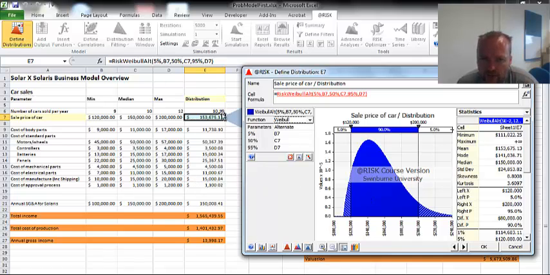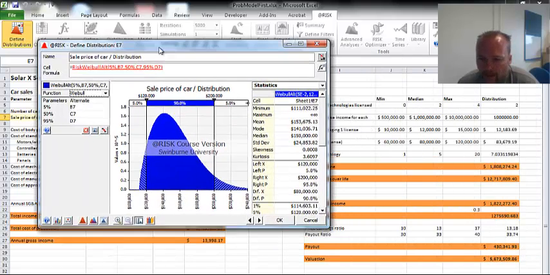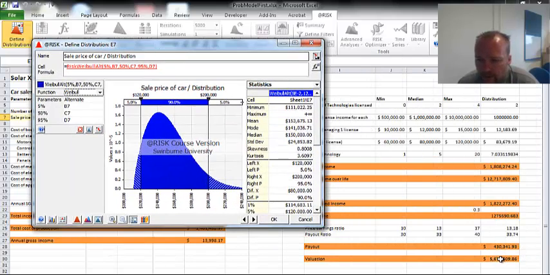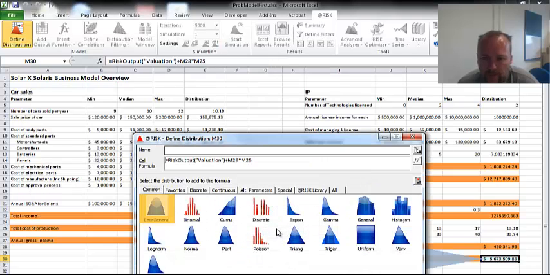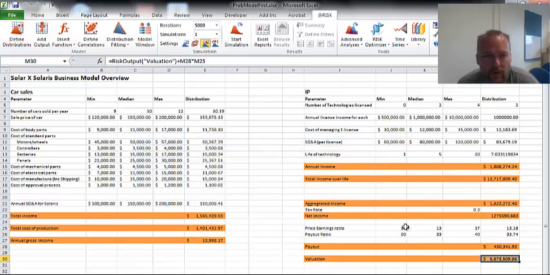By putting distributions in, we now actually can say, well, this is the maximum and the minimum, or the basic distribution that you could expect for the valuation of the business. And the valuation of the business is actually this variable over here, where we've specified that as an output.